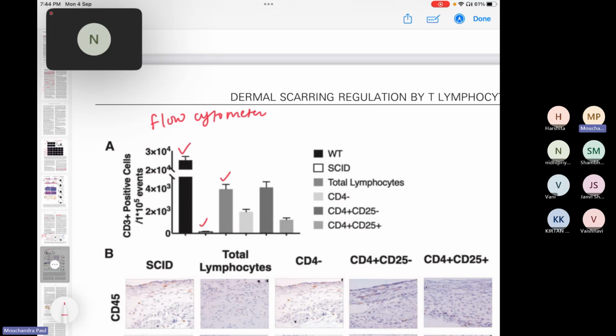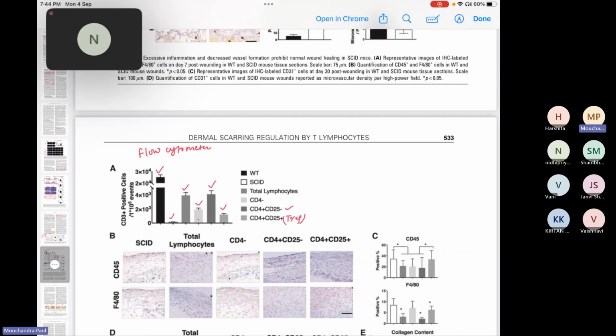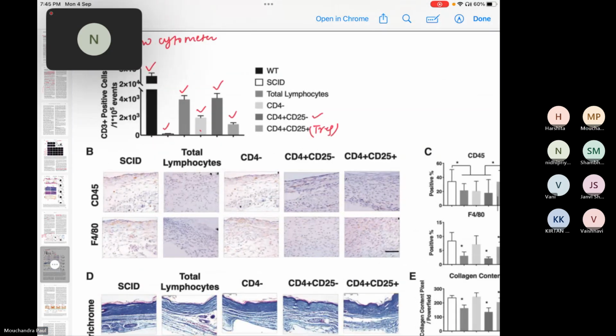And this is another subpopulation of T cells, which is devoid of CD4 cells. Okay, so this is the cell number in that skid mice. Here, CD4 cells are there, so they are also showing in that skid mice, and this is the Treg group, so it is also there. So through flow cytometer, they confirmed the presence of the injected cells in the skid mice.